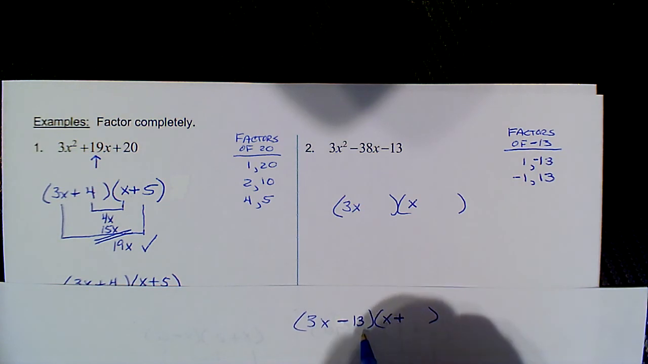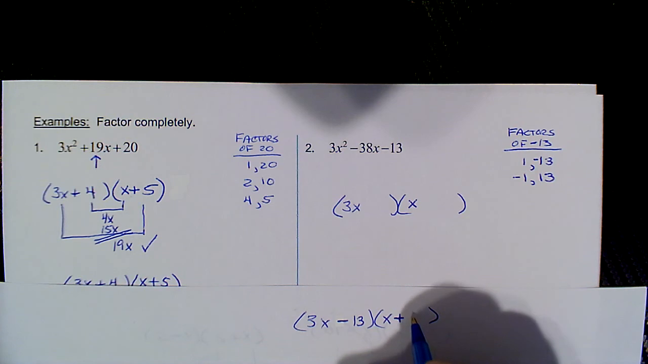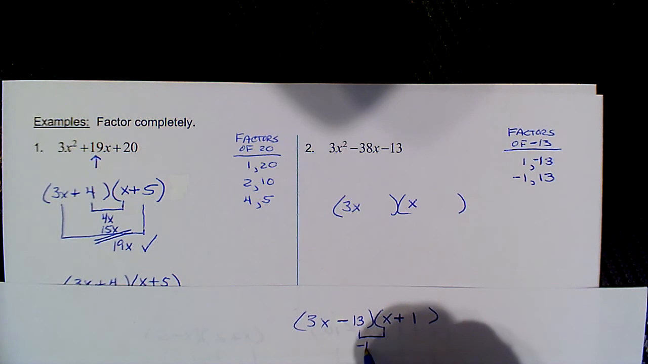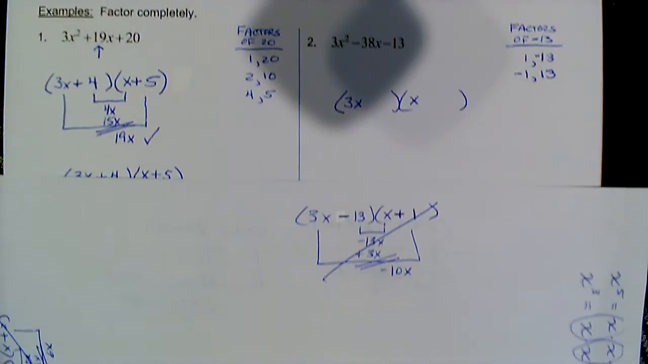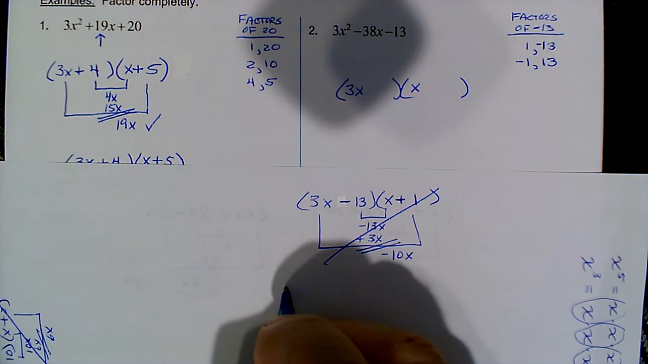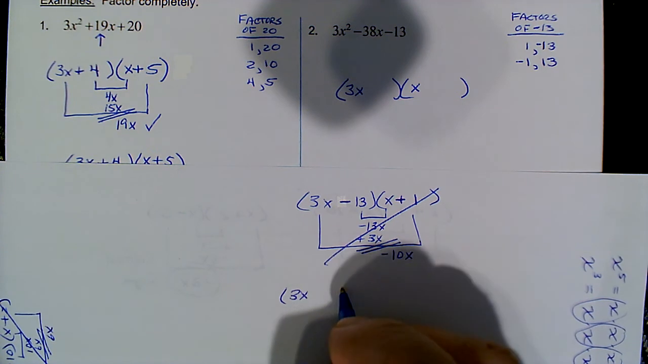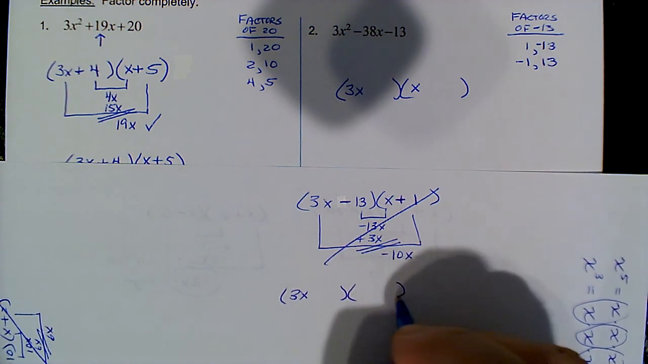I want to force this last product to be negative 13, so if I put the negative 13 there, a positive 1 would go there. Now that gives us negative 13x and positive 3x for the outers and the inners, which combine to give us negative 10x, and that's not what we're looking for. So the only other choice is to switch around the 13 and the 1.